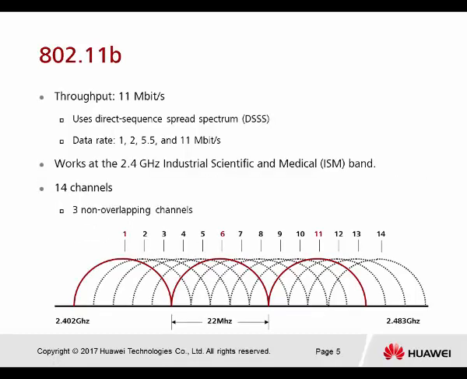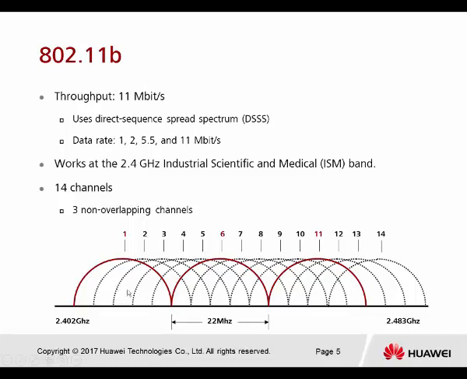For 802.11b, the throughput is 11 megabit per second. It only uses DSSS for modulation. The data rate only supports 1, 2, 5.5 and 11 megabit per second. It works only in 2.4 GHz, and there are a total of 14 channels. And why 14 channels? Because in some countries, for example Japan, a total of 14 channels are available, but this doesn't apply to other countries. Okay, so this is the optional one. The non-overlapping channels are 1, 6, and 11.